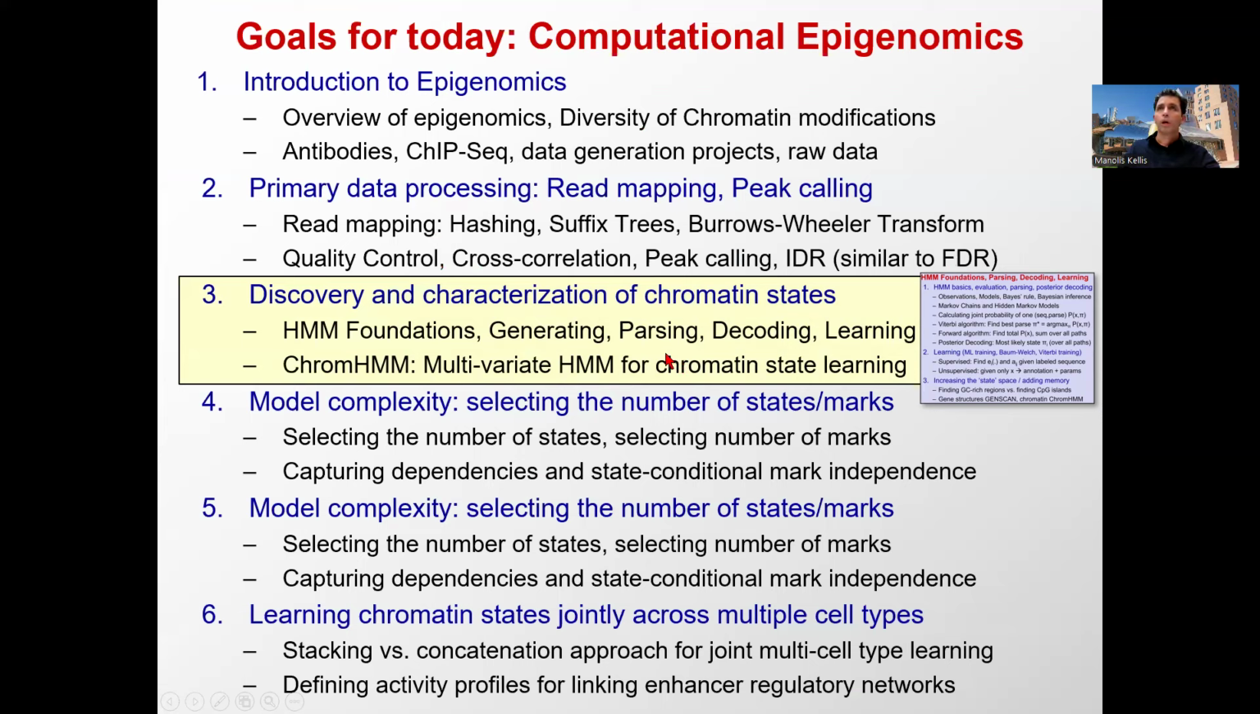Okay, again, who has seen hidden Markov models? Raise your hands high. Who has not seen them? Raise your hands high. Okay, awesome.